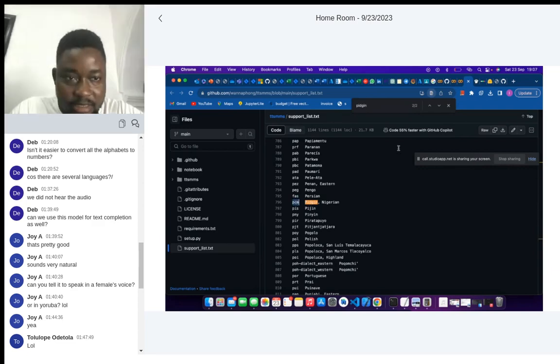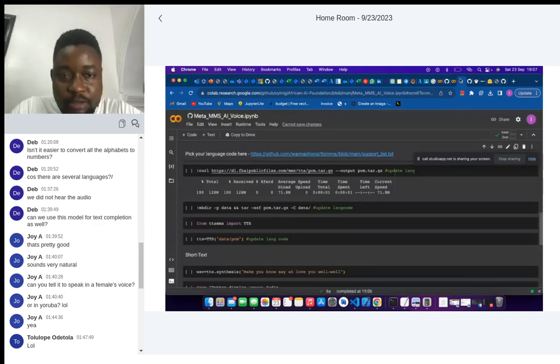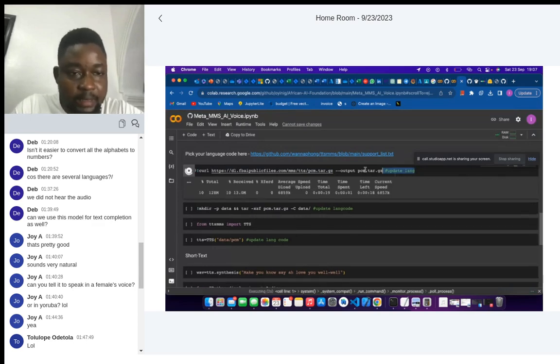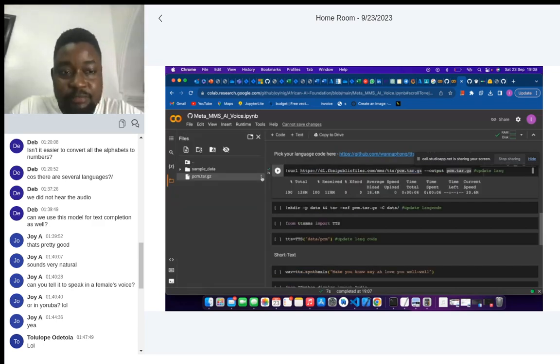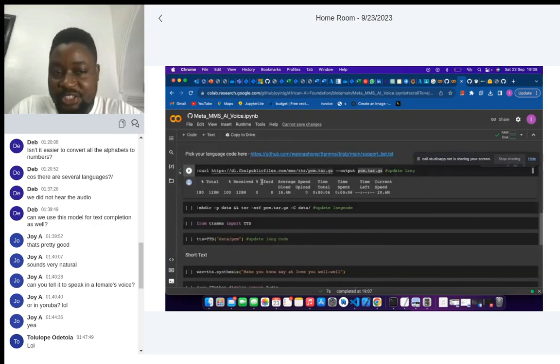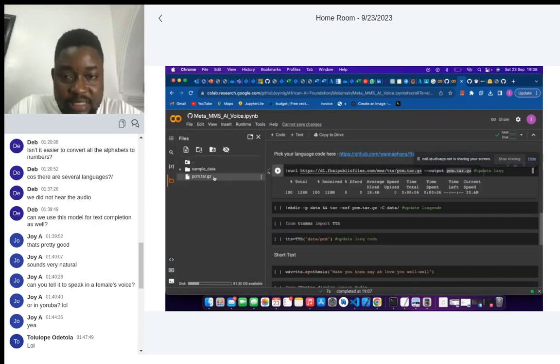Let's do something in Pidgin English real quick. So I've already loaded the Pidgin English one. Can you see? I'm simply loading the model file. I'm loading the model weights from their FB, Facebook AI public files. There's a site that Facebook keeps where all their public models are stored, right? And then I'm saving it in the local directory here. Once it's done, you'll see pcm.tar.gz right here. So I've downloaded the model for Pidgin English, right?